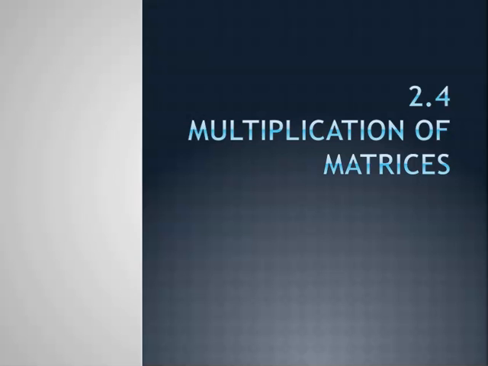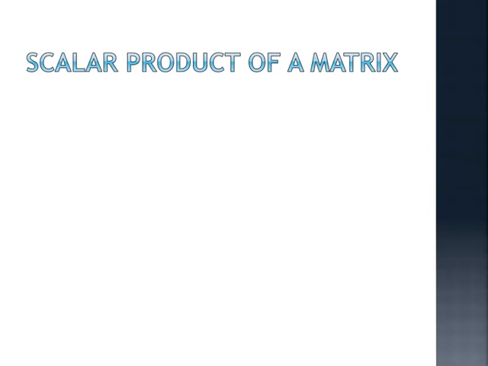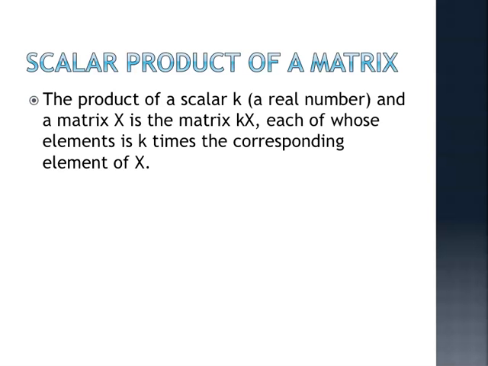So we're going to start off by talking about a scalar product. As I mentioned, a scalar product of a matrix is when you have a scalar k, some real number, and a matrix X. The product is going to be k times X, where that resulting matrix is where each of the elements within the X matrix is multiplied by k.